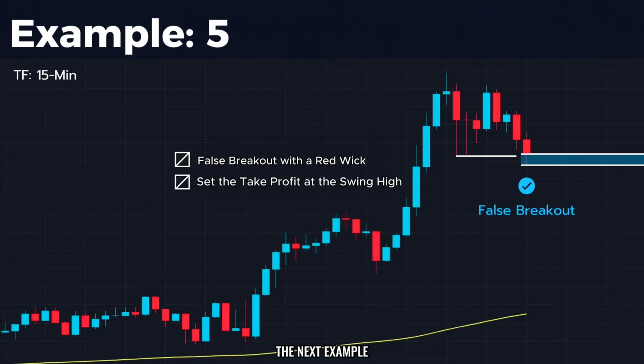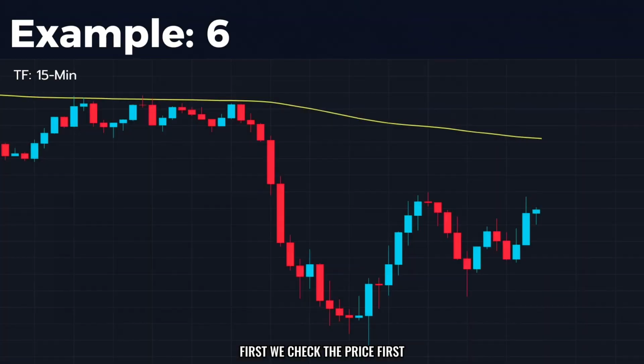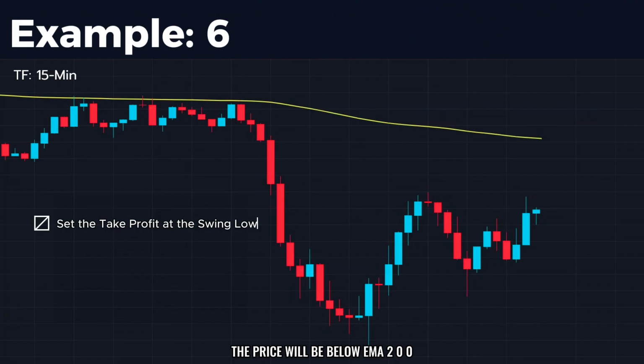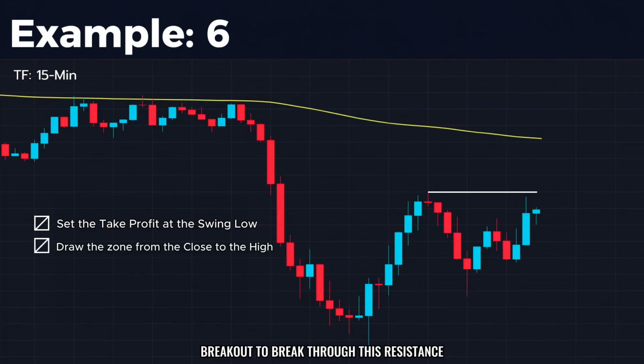The next example, the fifth example, will be a sell-side trade. First, we check the price. The price will be below EMA 200, which is really below here. And when the price goes back to the lower high, we will get a resistance. The principle is that we will wait for the fall breakout to break through this resistance.